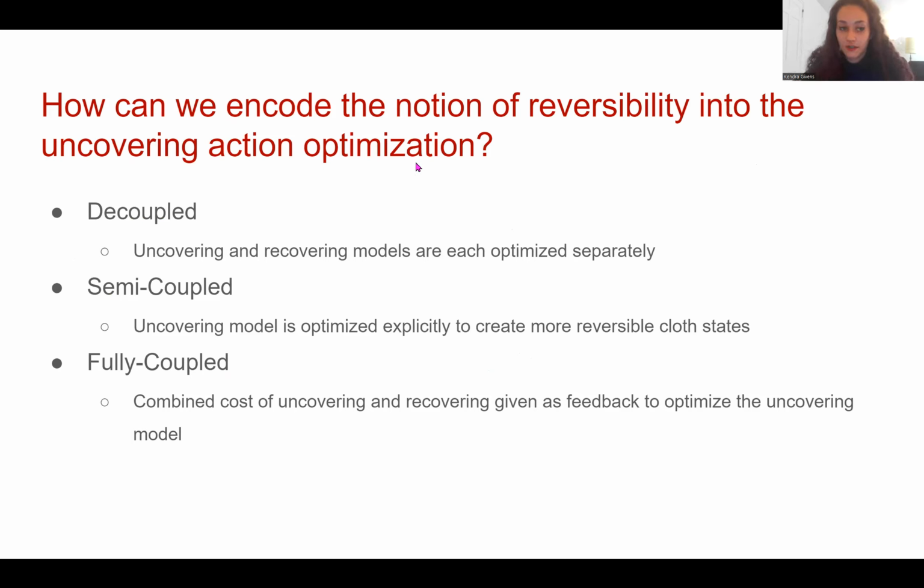action optimization. Just as a baseline, we're testing how it performs if the uncovering and recovering models are optimized separately. That would mean the uncovering has no notion of whether the state it's about to produce is reversible or not. So this is just a control.